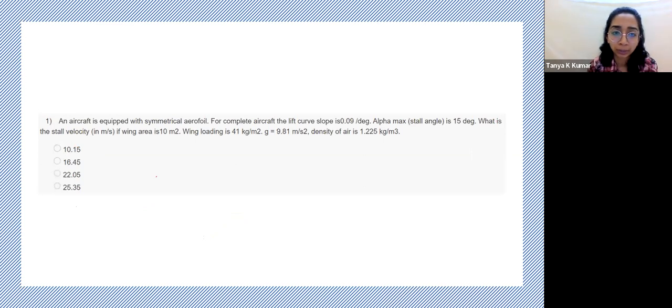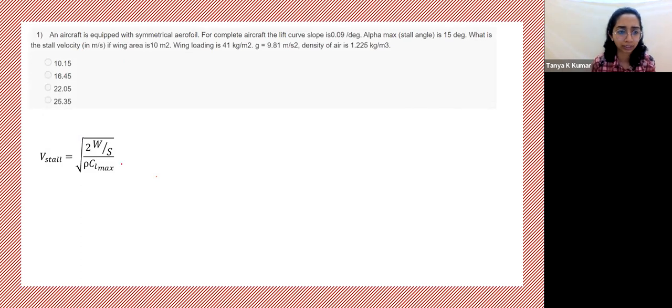An aircraft is equipped with a symmetrical airfoil. For the complete aircraft, the lift curve slope is given as 0.09 per degree. Maximum alpha, that's the stall angle, is the maximum angle at which we can fly. It's 15 degrees. What is the stall velocity if the wing loading is given, and density and other regular parameters are given? Again, it's a simple formula for stall velocity. It's the same formula. Let's just go ahead with it. So it's 2, and wing loading is 41. g is 9.81. Density is 1.225.